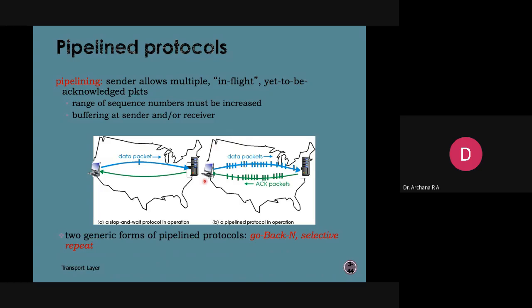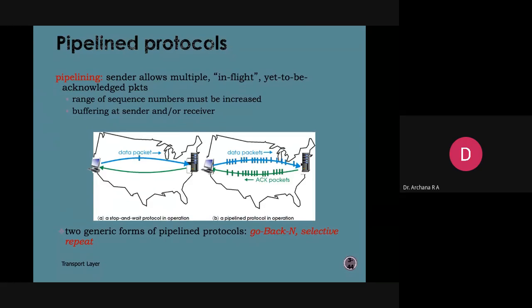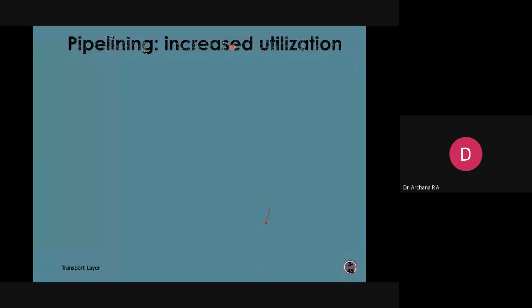There are two different forms of pipeline protocol available: the go back N protocol as well as the selective repeat protocol. We have seen that in the case of RDT 3.0, the stop and wait protocol, only 0.00027% of the time is utilized. If you consider a pipeline protocol, there is increased utilization.